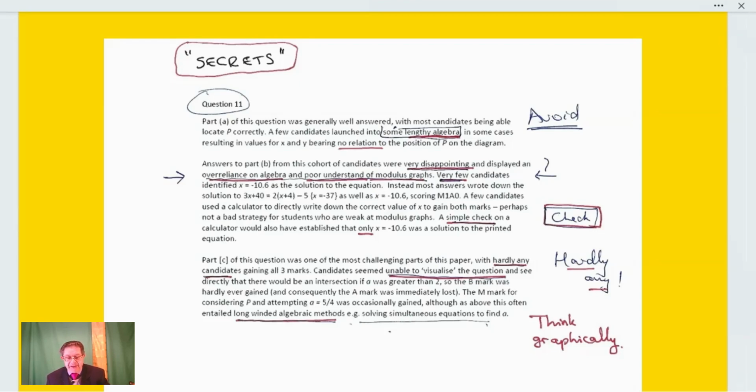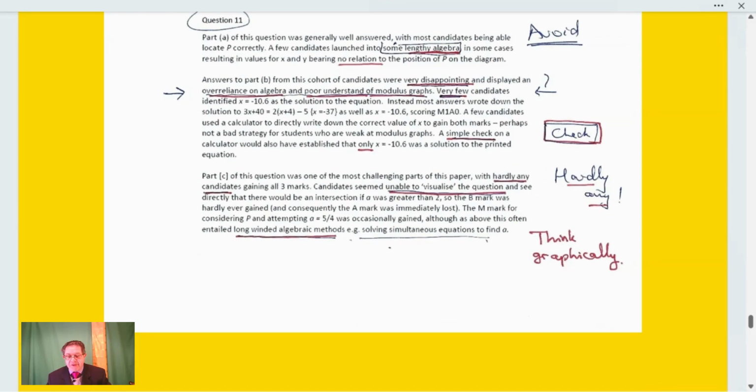But a simple check on a calculator would have established there's only one answer to this question. So the moral is, again, check your answers, think graphically, think visually, and don't launch into heavy algebra until you know what you're going for.